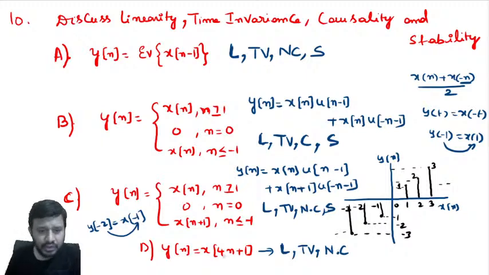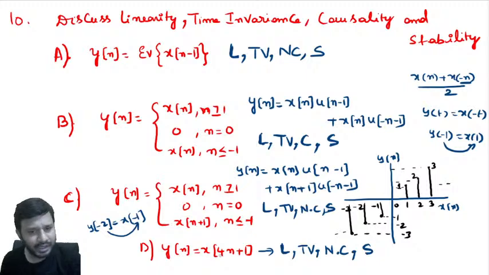Non-causal. Y of n is x of 4n plus 1. If I substitute n is equal to 1, this becomes x of 5. For 1, 5 is future value. Non-causal, and it is stable. If you shift and scale a bounded signal, definitely that will also be a bounded signal, right? For example, you take u of n and observe whether u of 4n plus 1 is bounded or not. So it is stable. Linear, time variant, non-causal and stable.